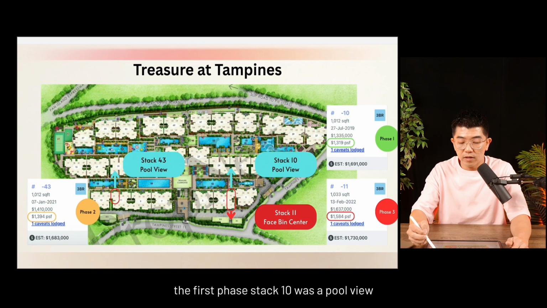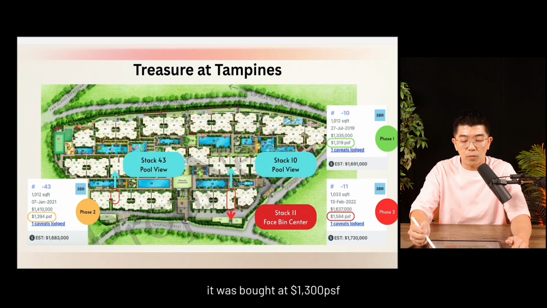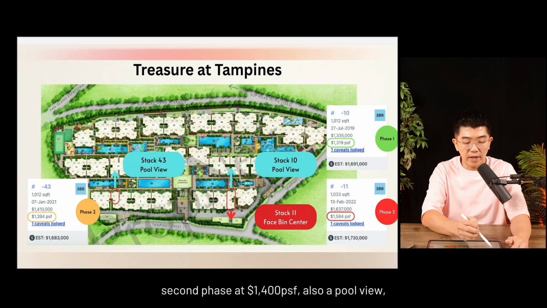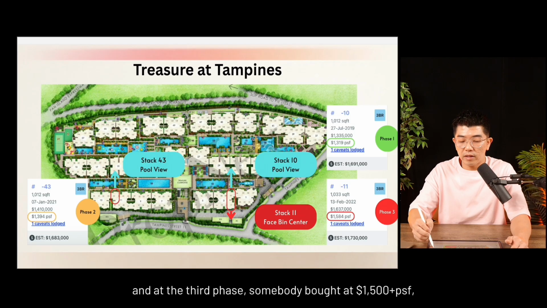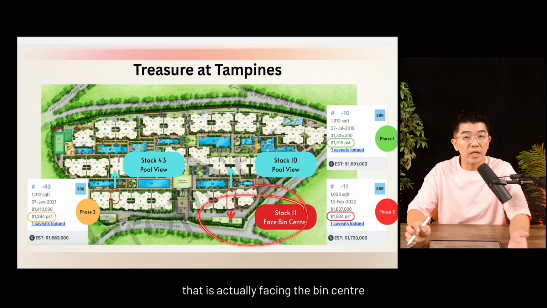The first phase, Stack 10, was a pool view. It was bought at 1,003 PSF. Second phase, at 1,004 PSF, also a pool view. And at the third phase, somebody bought at 1,500 plus PSF that is actually facing the bin center.